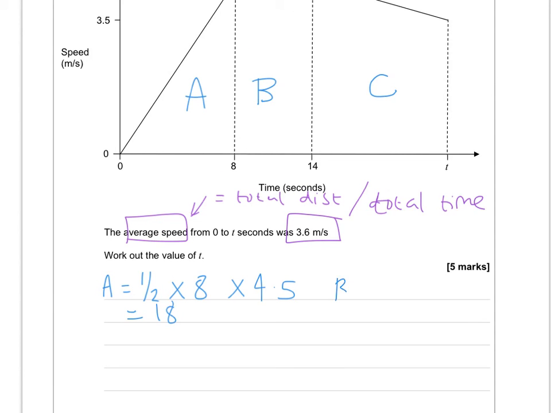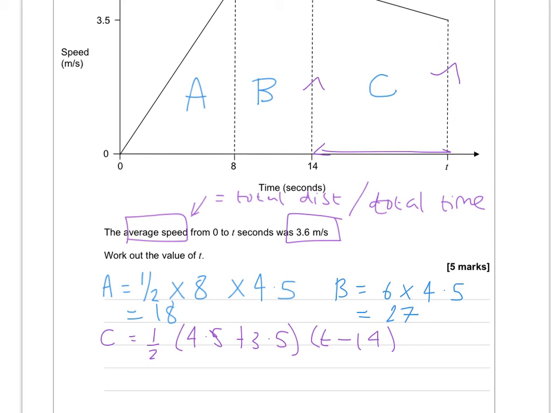Area B is a rectangle which has a base of 6 and a height of 4.5. This gives B a total area of 27. Now C is a trapezium, and the area of C is a half the sum of the parallel sides 4.5 and 3.5 multiplied by the distance between them, which is t take away 14. So this distance here is the difference between t and 14.